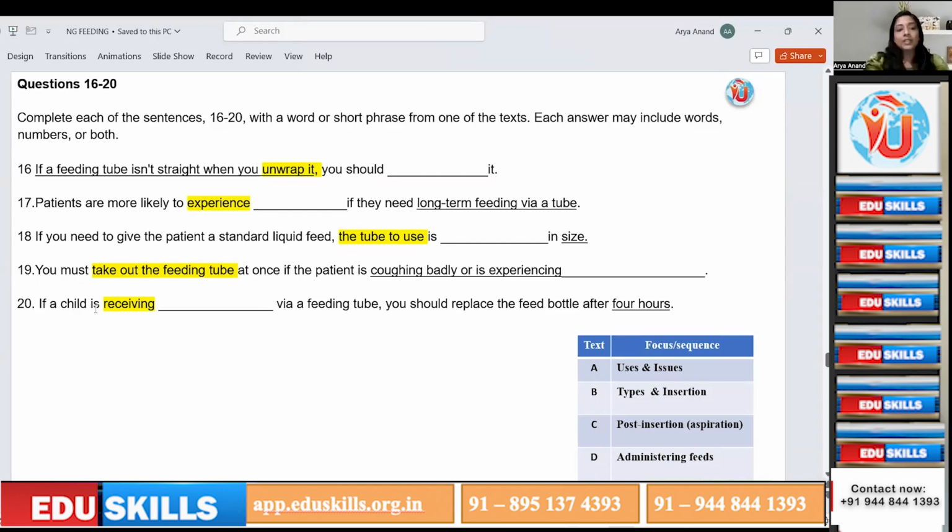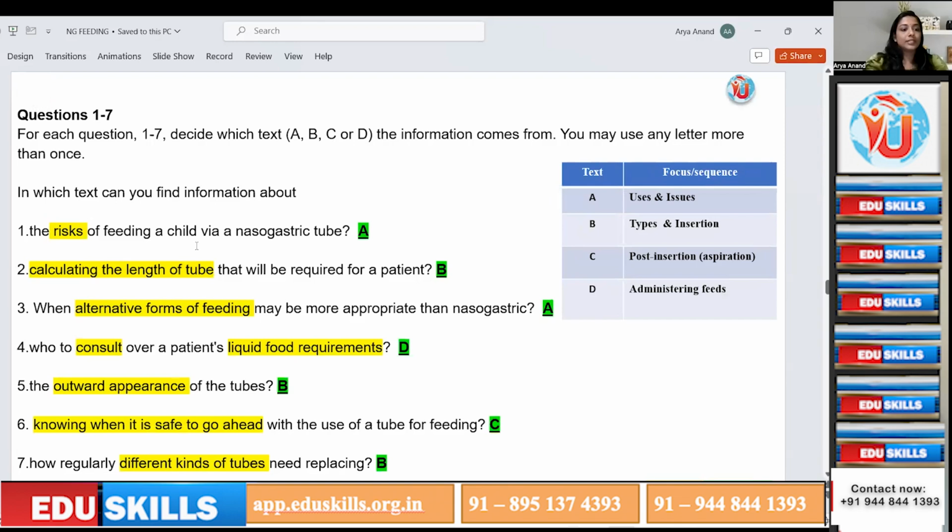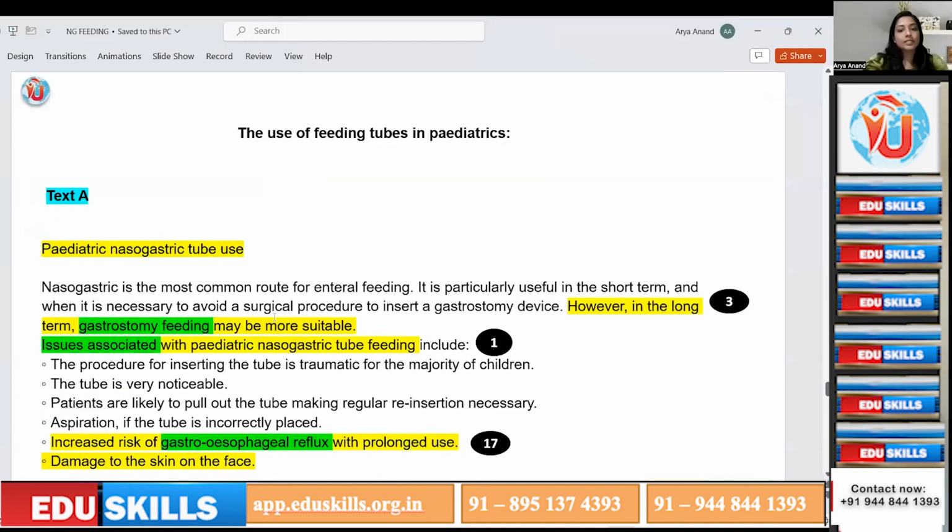Yes. If a child is receiving dash via a feeding tube, you should replace the feed bottle after 4 hours. Now we can check. The first question, you can check. The risk of feeding a child via a nasogastric tube. See here, they have mentioned it is particularly useful in the short term and when it is necessary to avoid a surgical procedure to insert a gastrostomy device.